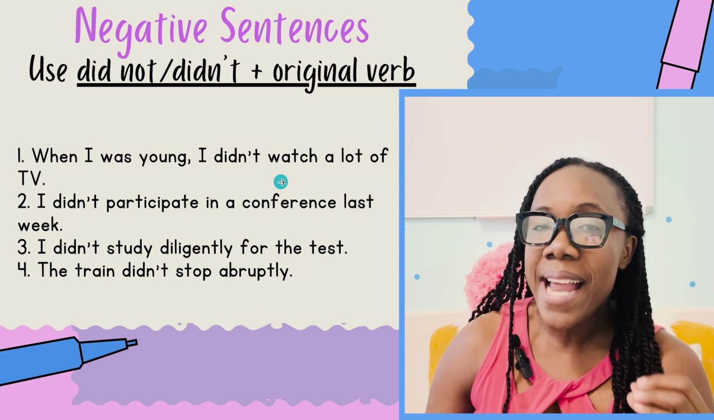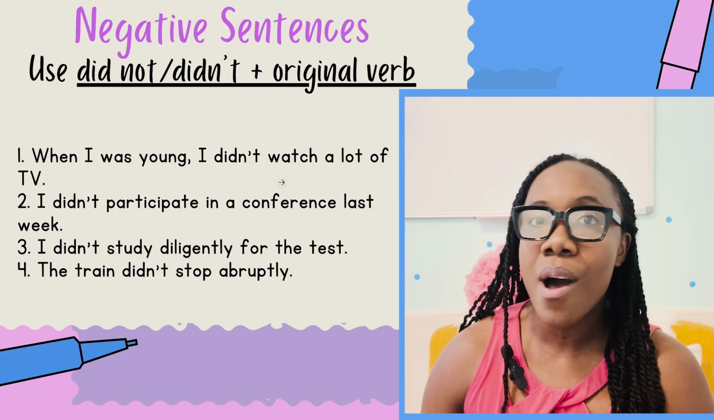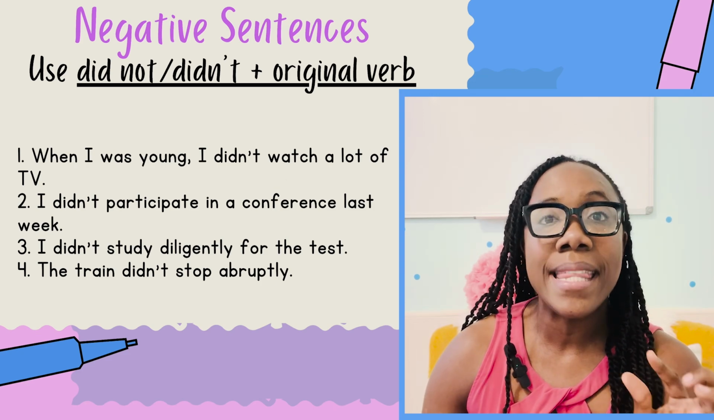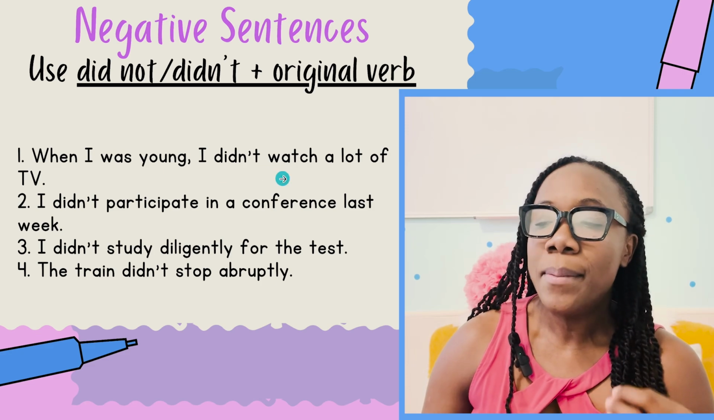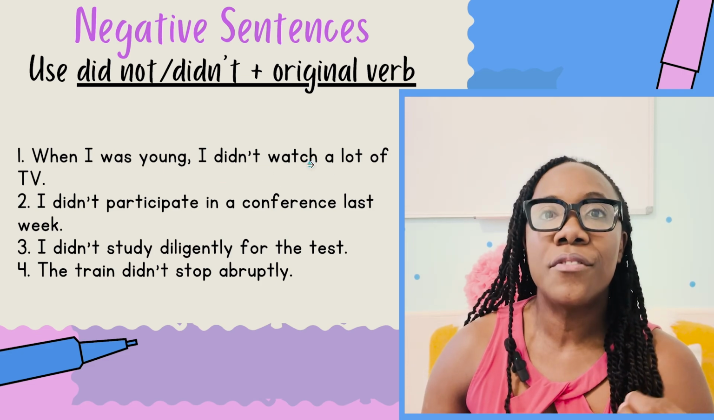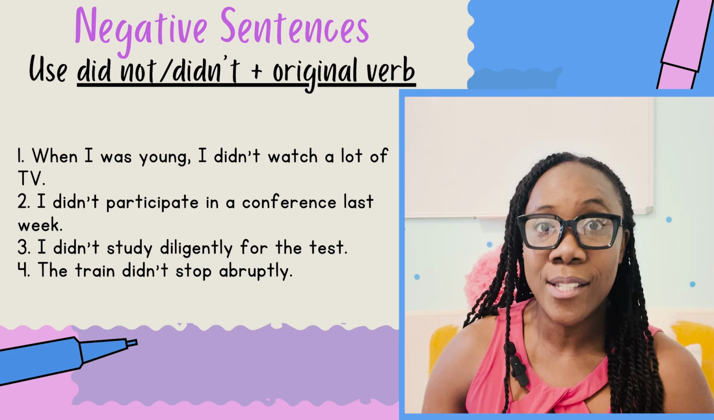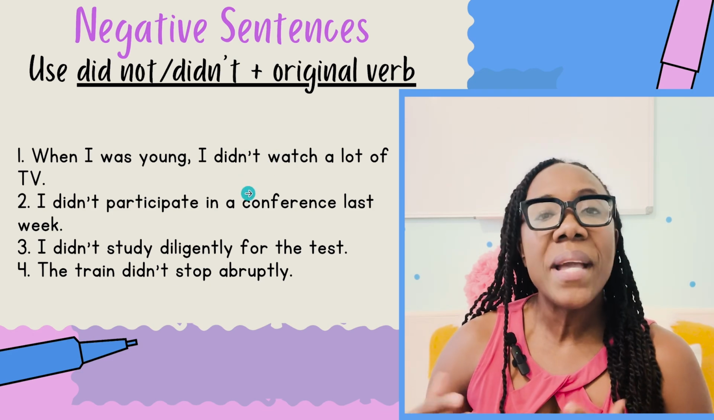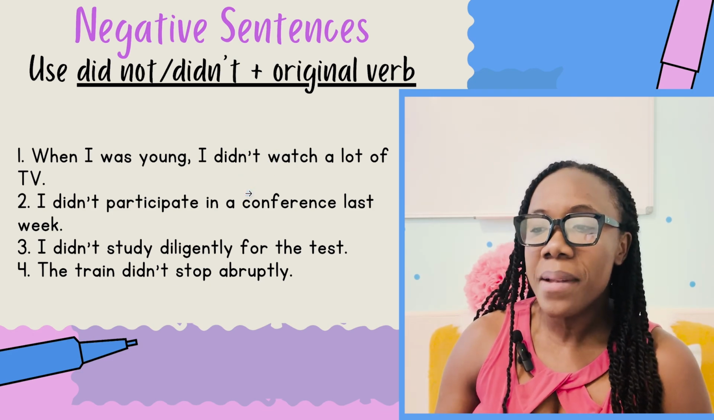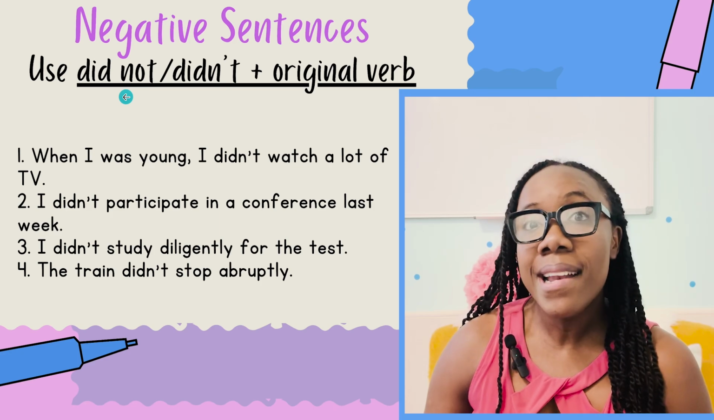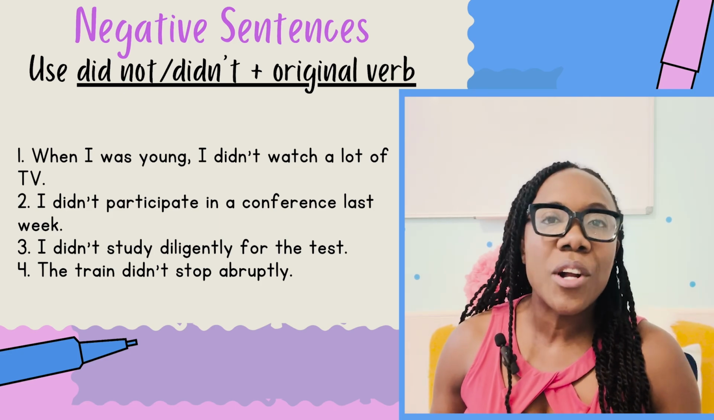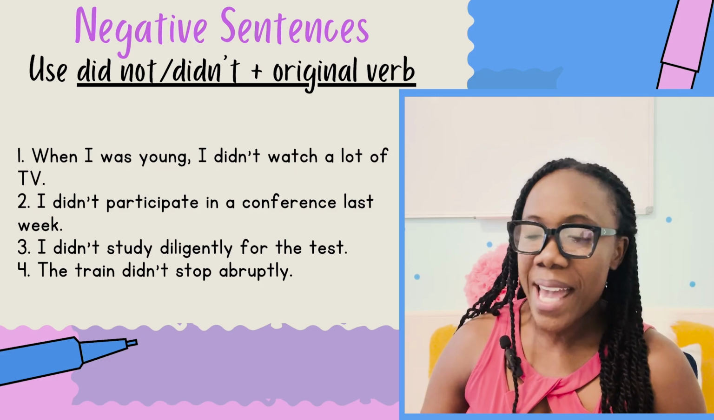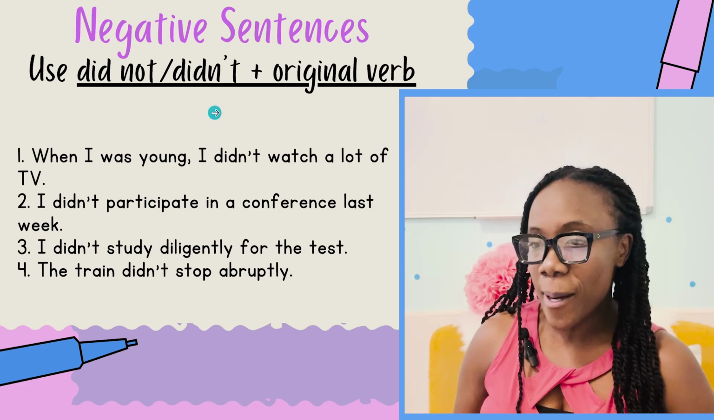So the verb in the negative sentences will no longer have -ed at the end of it. We're going to have didn't or did not plus the original verb, the verb in its base form. Before we get into these sentences, I would also like to say that did not is mostly used for emphasis, but under normal circumstances, we use didn't. Okay, so didn't is definitely more popular.